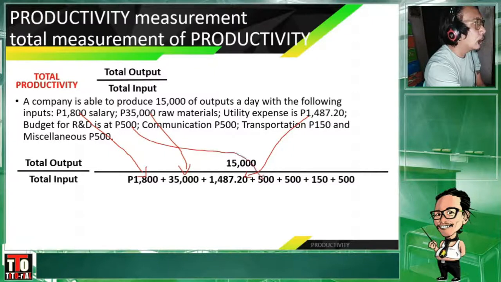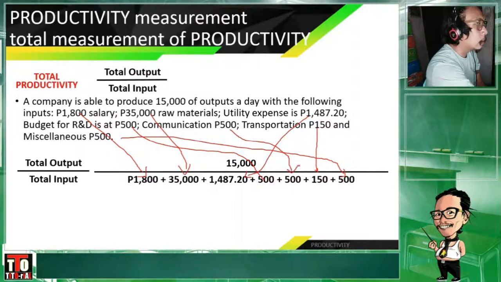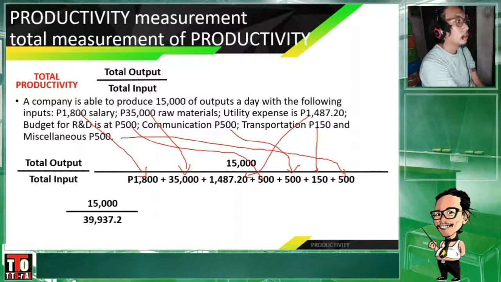1,487.20, R&D, communication, transpo, and miscellaneous expense. So, i-add na lang natin lahat yan. Okay? With the total of 39,937.20. Pero guys, you could check this one out.